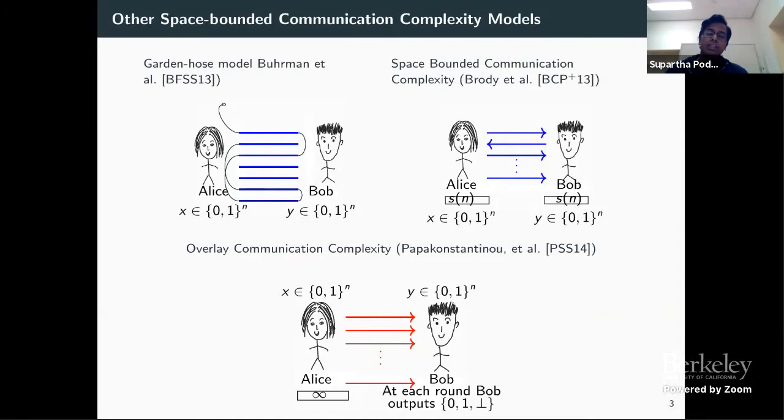The third variant is called overlay communication complexity. It was introduced by Papakonstantinou et al. in 2014. And this setting looks pretty close to the setting that we consider. The only difference is that here Alice could have unlimited memory, and Bob doesn't have any memory. So at each round, Alice sends a message, and Bob could either output 0 or 1 or continue, and they need to compute the function in this way.